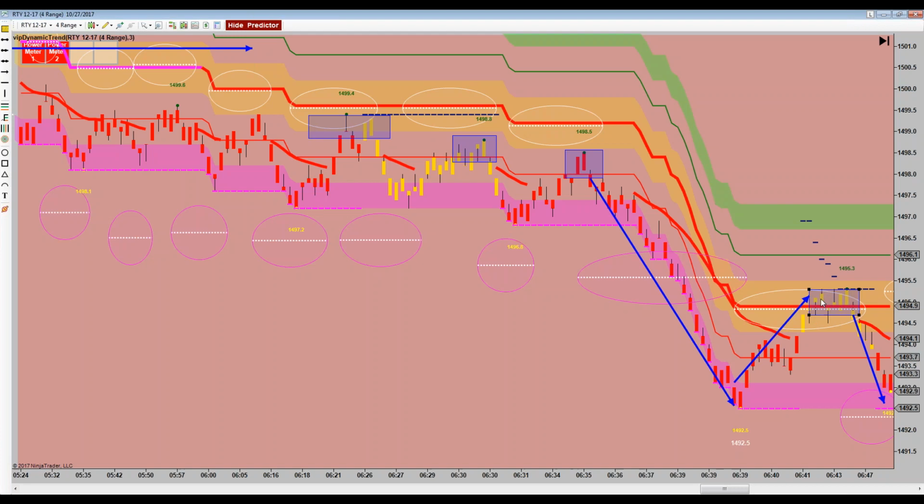This is a short setup. This is a textbook read. This is about as good as it gets. I mean, 6 yellow bars perfectly sitting on the midband. It doesn't get any better than that.